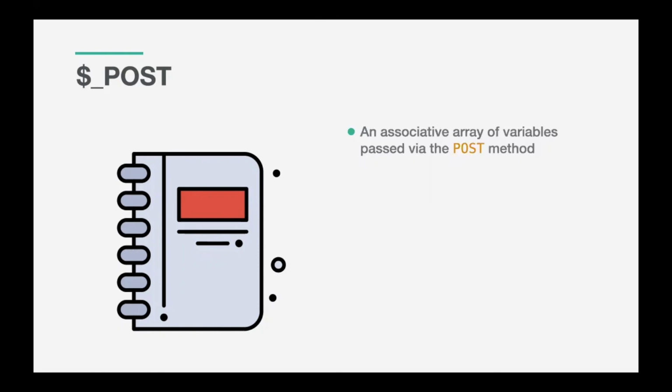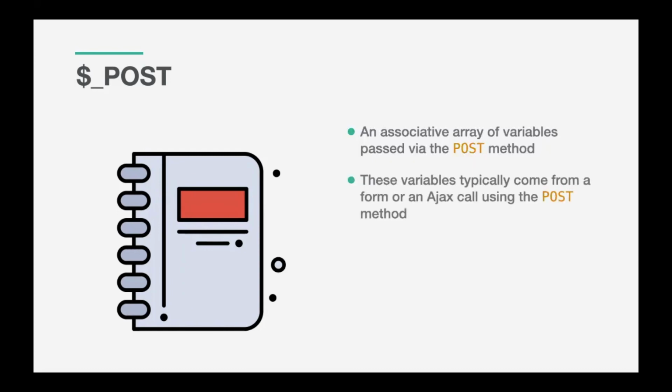Now, post data is not passed through the URL. It is passed using a different system, and so we can't retrieve the data from the URL. We must retrieve it differently. Fortunately, PHP knows how to retrieve the data, and it's already done the hard work for us and stored the data inside of this $_POST variable. So again, these variables typically come from forms or AJAX calls using the post method.